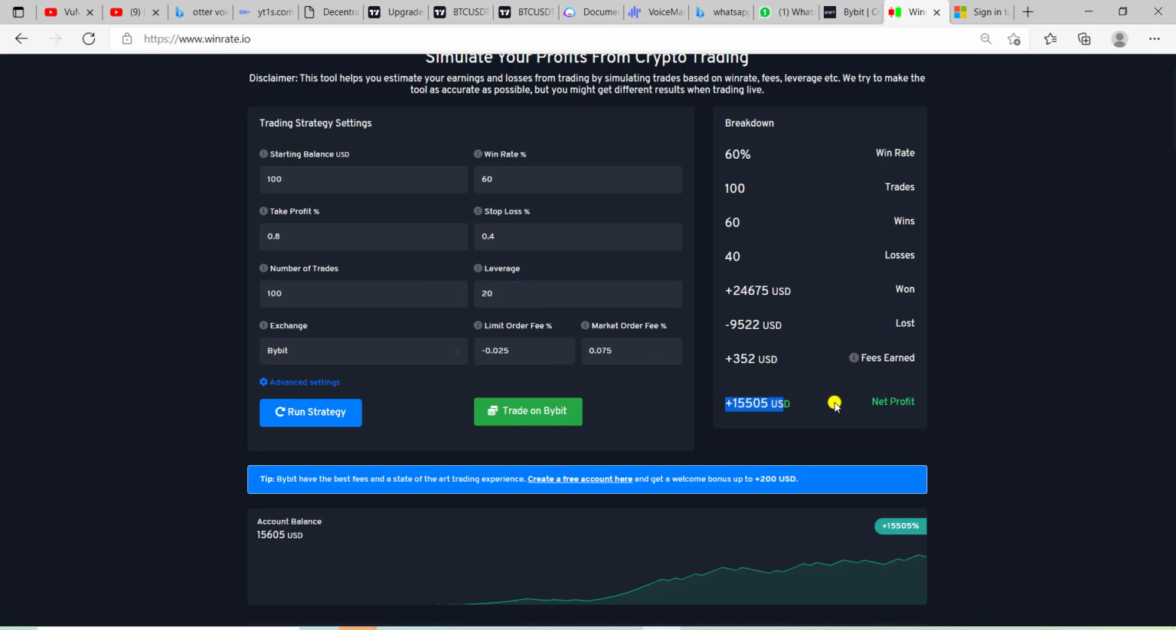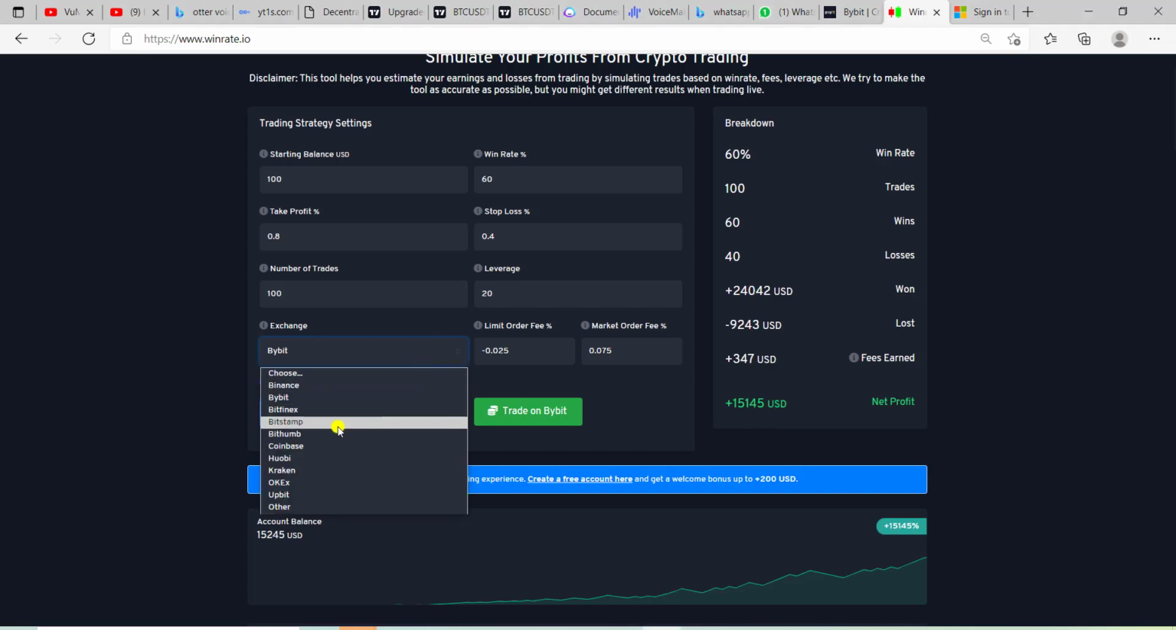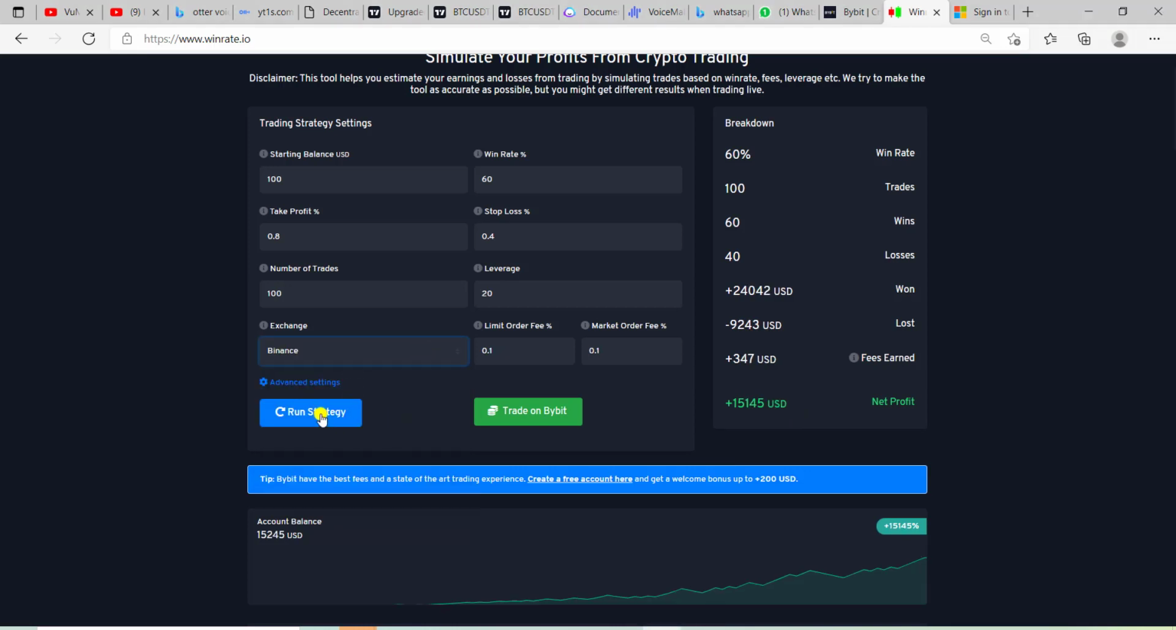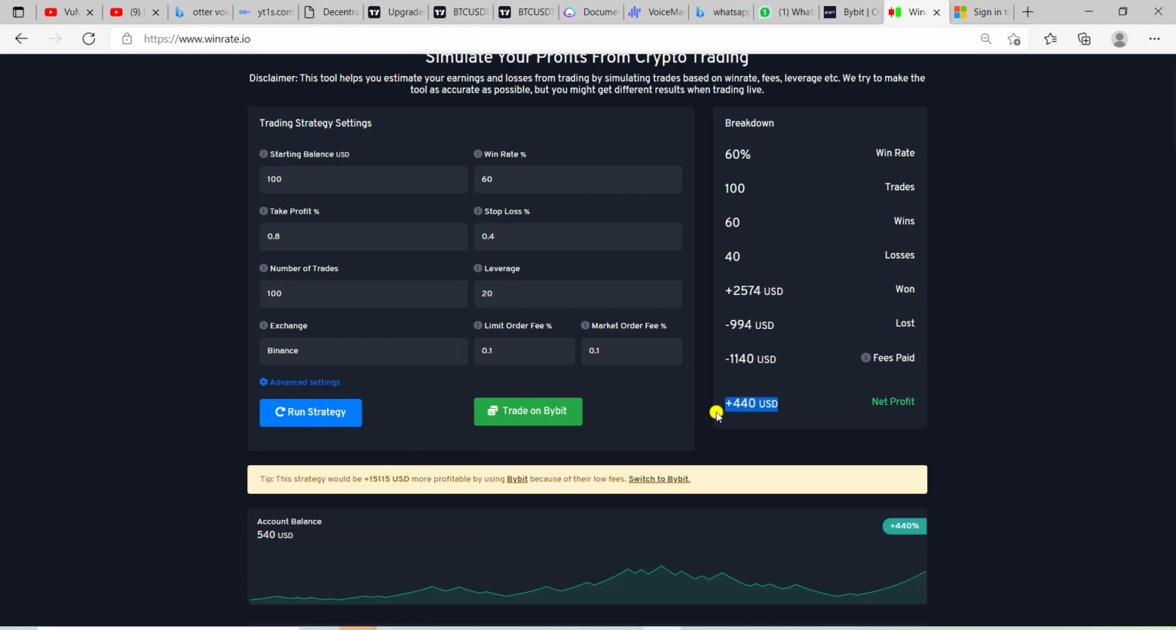Also, for a scalping strategy like this one, you need an exchange with low fees, and the one that is perfect for this strategy is Bybit. As you can see, when we use Binance for example, the money we are going to make is very low because the trading fee is high.